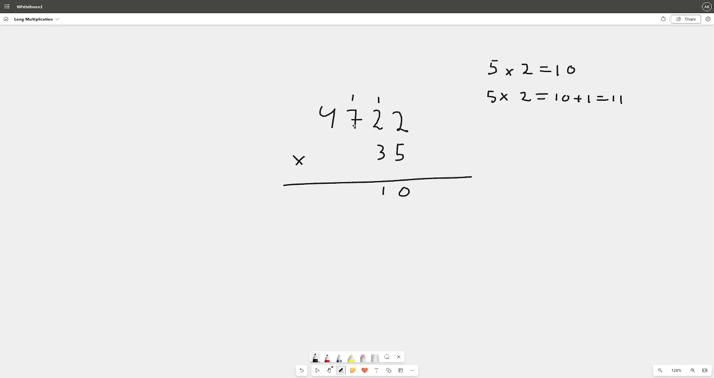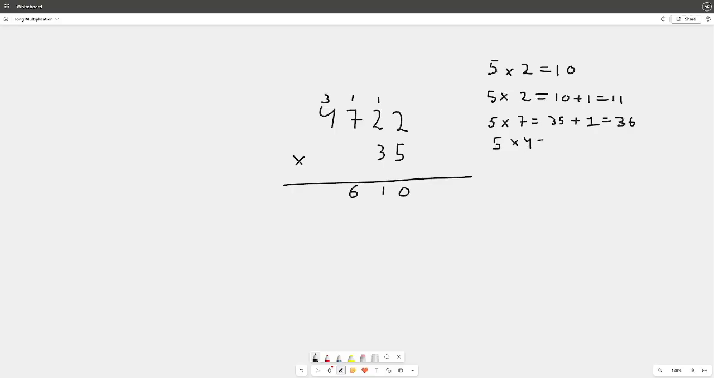Now we have 5 times 7. What is that going to give us? That's 35. And then we have that 1 sitting on top. So 35 first, and then we add that 1, the carryover number, and that's going to give us 36. So now we're going to write the 6, if you guessed 6, good job, under the 7, and we're going to put a 3 on top of the 4.